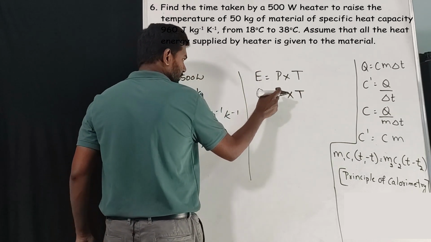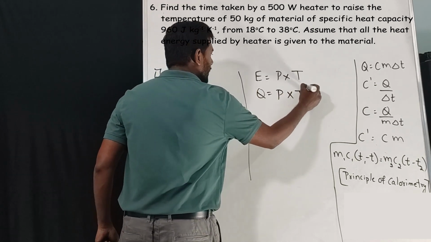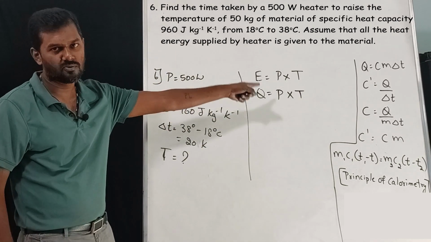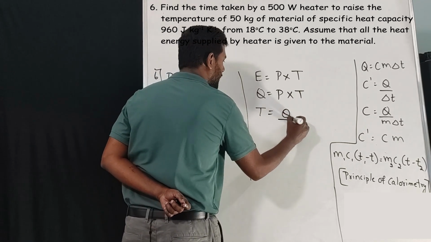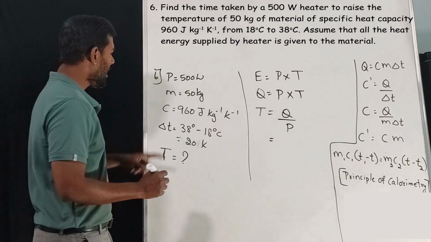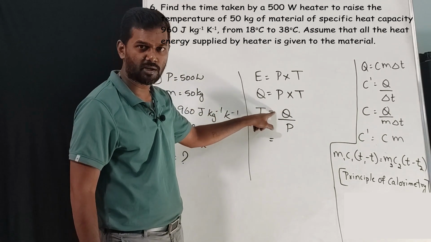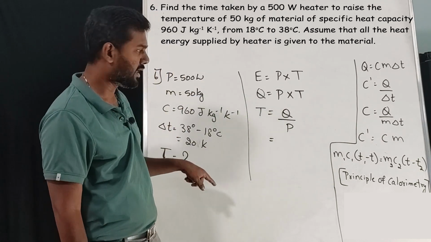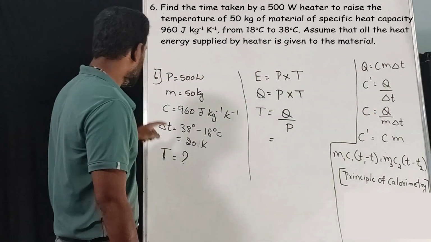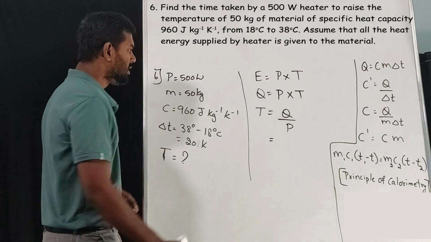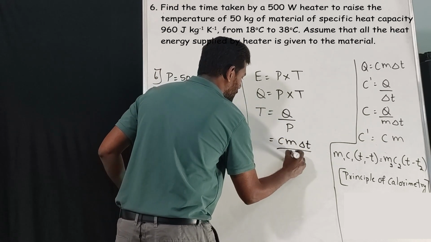We have the value of P. We need to find the value of T using the formula. Okay, so T is equal to Q by P. Correct? Q by P. Do we have the value of Q? No, but all the values needed to find Q are there. So how do you find the value of Q? Q is equal to Cm delta T. Cm delta T, everything is there. So instead of Q, we'll write Cm delta T by P.